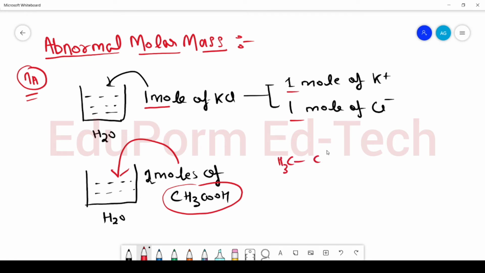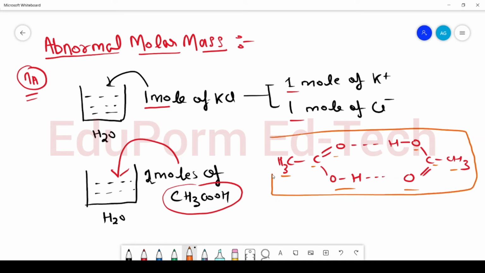This is CH3, this is C double bond O of the carbonyl group, and this is O and H of the hydroxyl group. This will form a hydrogen bond with the hydrogen of the other hydroxyl group, and similarly this hydrogen will form a hydrogen bond with the oxygen of the carbonyl group, and the molecule will look like this, where we have CH3COOH and CH3COOH. They form one dimer, and this dimer is due to hydrogen bonding.